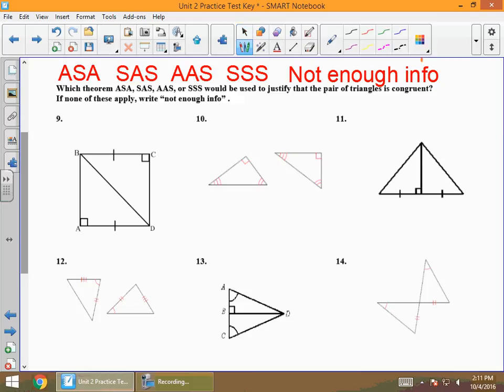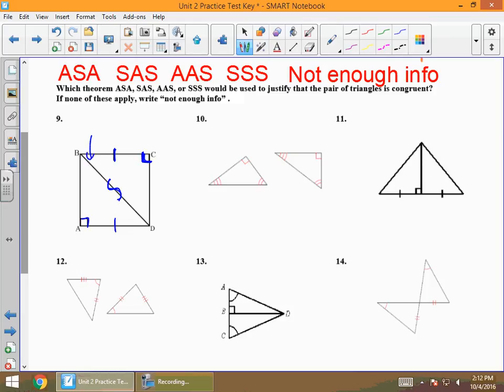All right, so let's jump right in. Let's look at number 9. I see that I have one side congruent to one side. I have one angle congruent to one angle. And I have a side shared in the middle. So I have 2 angles and a side. I'm sorry, I have 2 sides and an angle. So if that angle is in between the 2 sides, I have SAS. But if you look at where the angle is located, I have angle, side, side. I do not have this angle in here. That's the angle I need for SAS.